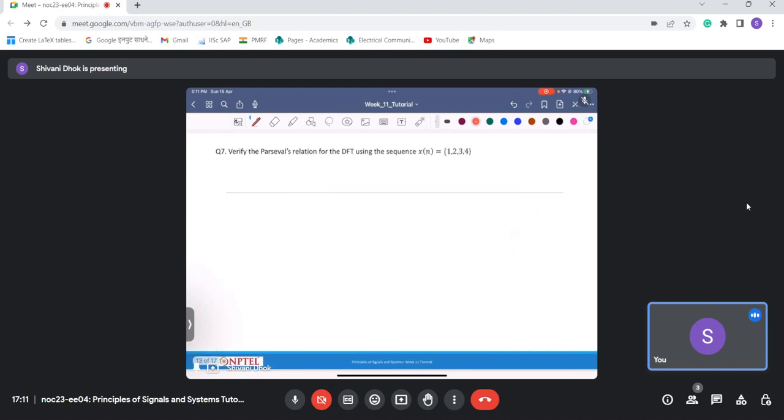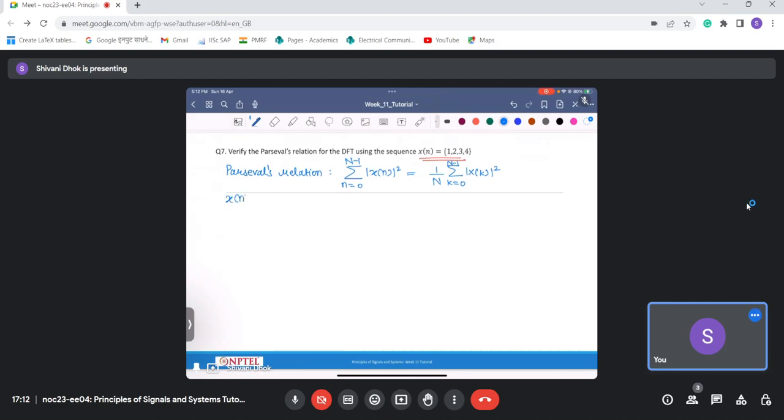Okay, let us go ahead and look at the next question. In this question, we'll verify the Parseval's relation for the DFT using this sequence xn. So what is the Parseval's relation? It is given as the summation n equal to 0 to N minus 1 of magnitude xn square, which is equal to 1 by N times the summation k running from 0 to N minus 1 of magnitude of Xk square. So this is my Parseval's relation for DFT.